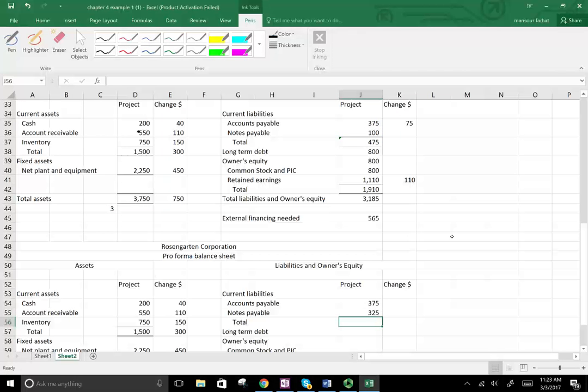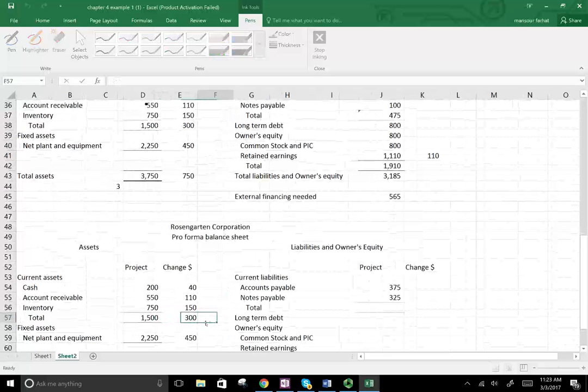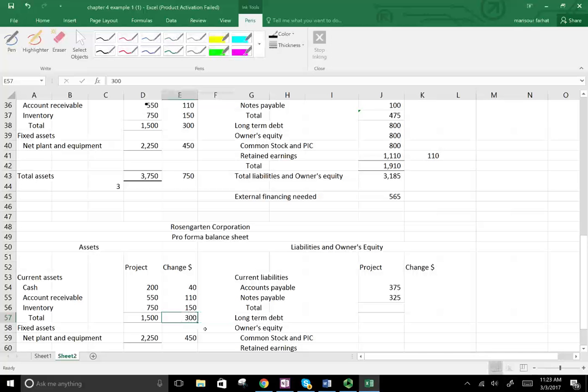And remember, why did we go with this? Because we said current assets increased by 300, this number here. So we said let's increase current liabilities, basically bring it to the same increase. So that's how they came up with this structure. This is only one solution.